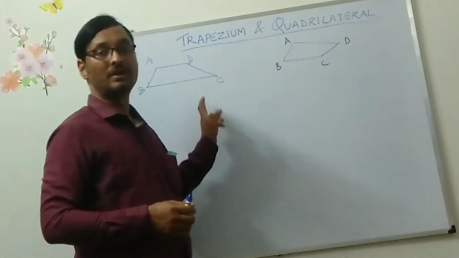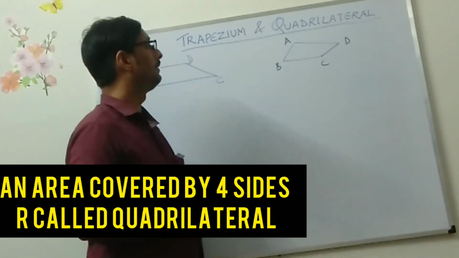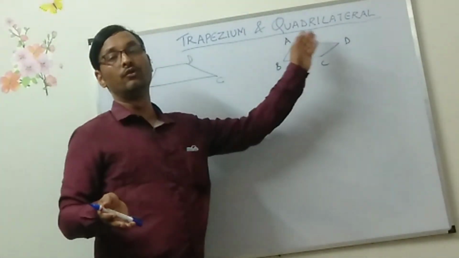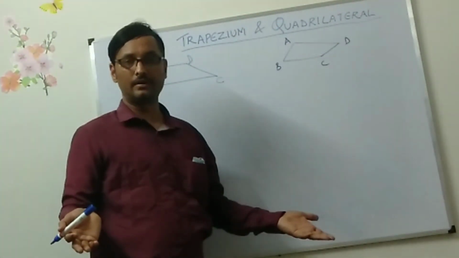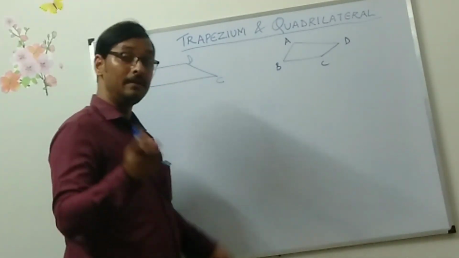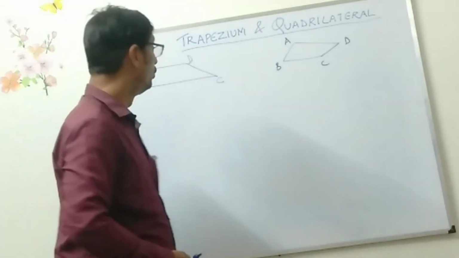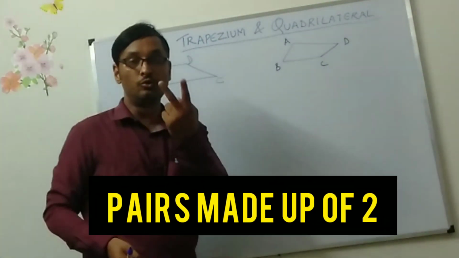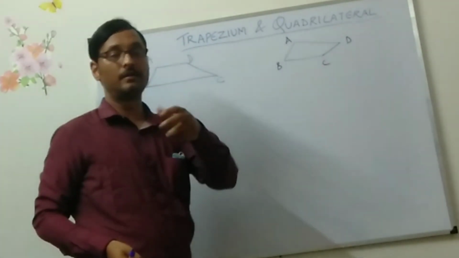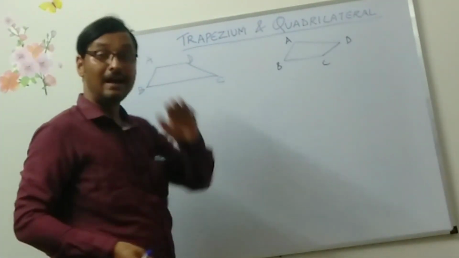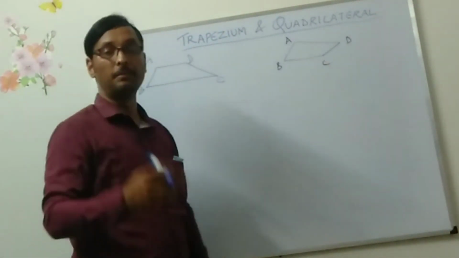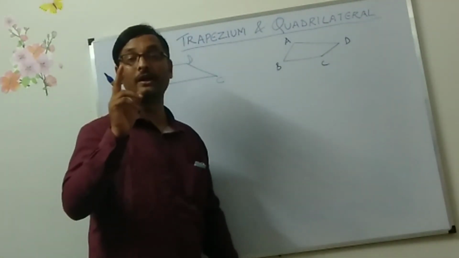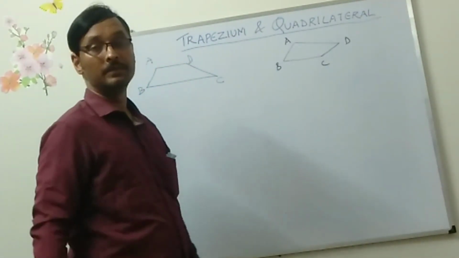First, I will be telling you about trapezium. What is trapezium? All of you know about quadrilateral. An area covered by 4 sides is called quadrilateral. Trapezium is a quadrilateral whose one of the pairs, what does it mean? 2 makes one pair. One of the pairs are parallel. Trapezium is a quadrilateral whose one of the pairs are parallel.